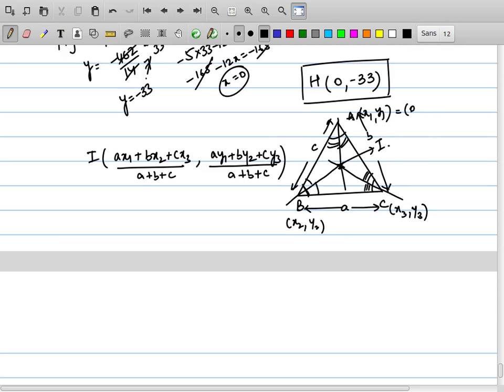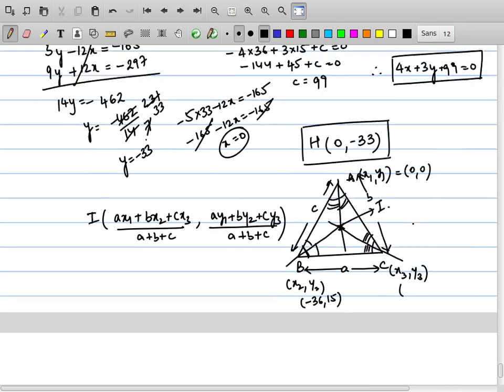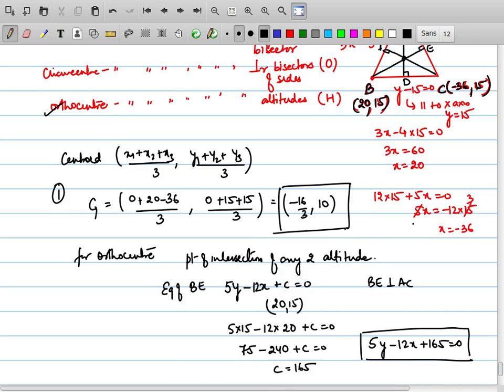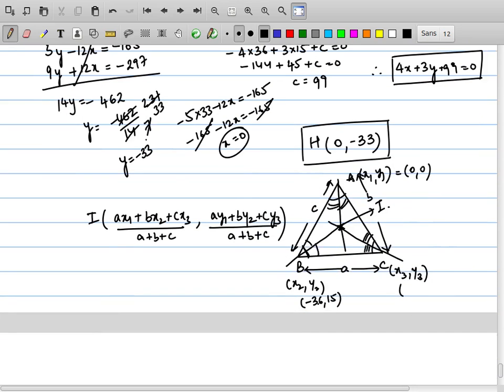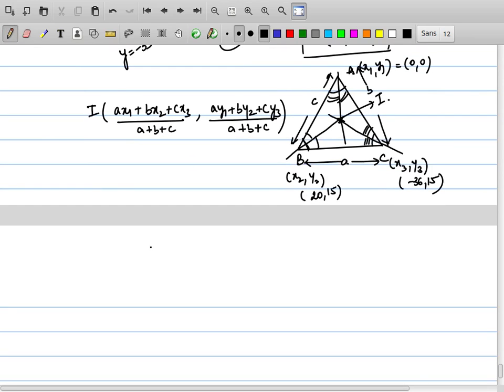Therefore A is given to you as 0, 0, B is given to you as 20, 15, and C is minus 36, 15. Now we can find the lengths AB, AC and BC. So what is AB? AB is the square root of 20 square plus 15 square. This is 400 plus 225, which is 625, and therefore it is 25, and 25 is c.